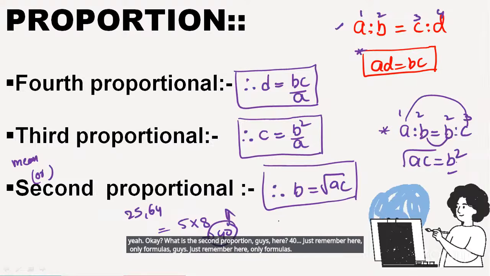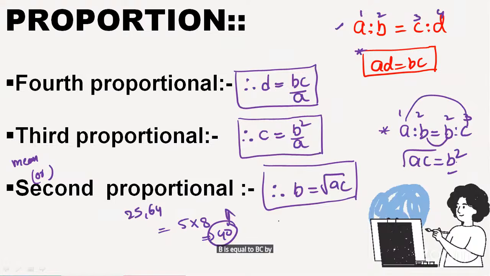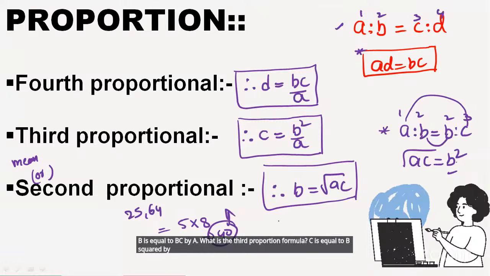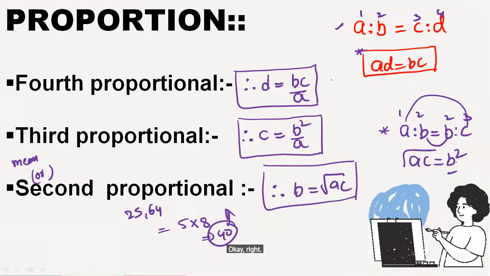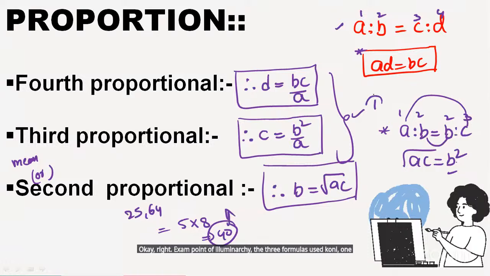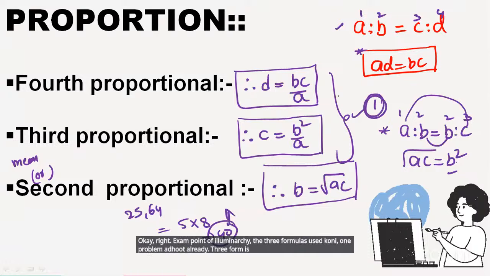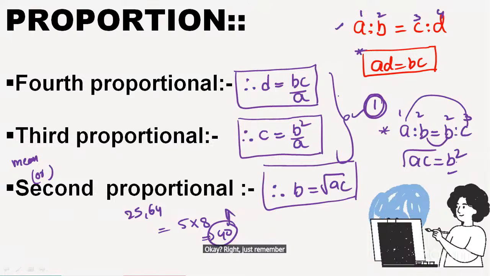So what is the fourth proportion formula? B is equal to BC by A. What is the third proportion formula? C is equal to B square by A. What is the second proportion formula? B is equal to root of AC. Okay, na? Right. Exam point of view lo manaki three formulas use chesukoni one problem adugutarandi. Just remember up to now. So only formulas, guys. Clear and all of you? Any doubts regarding this point?